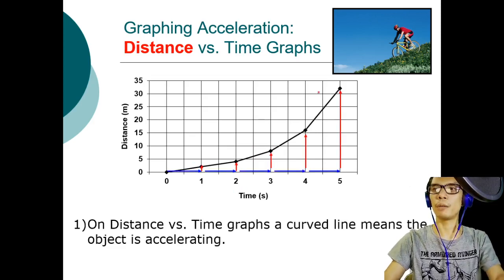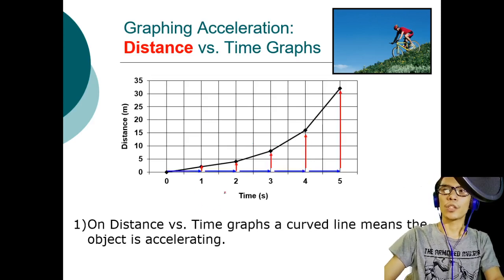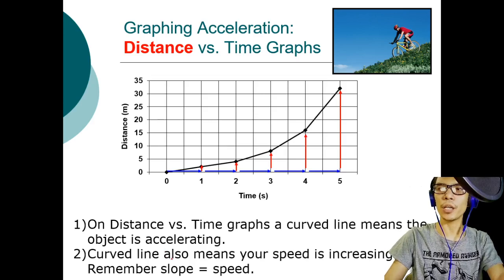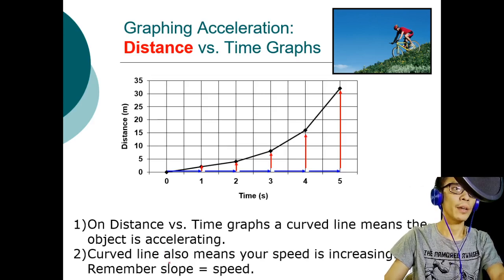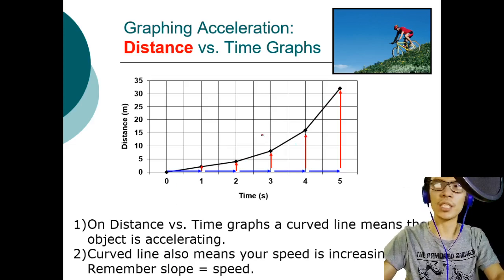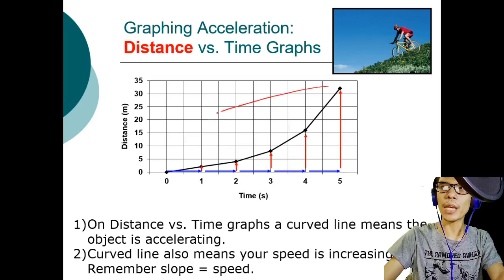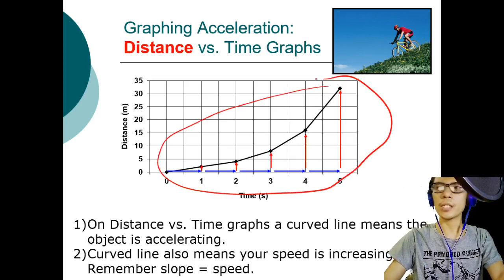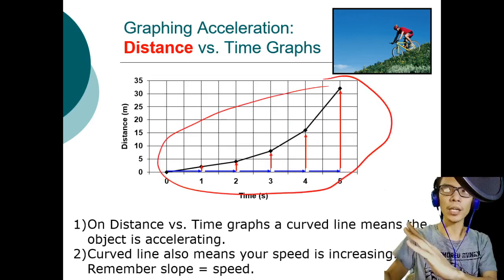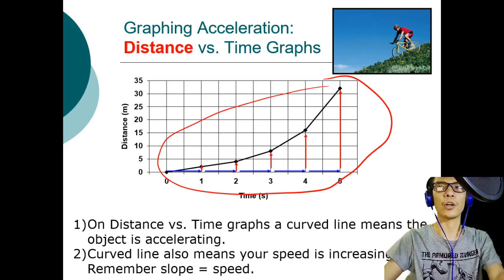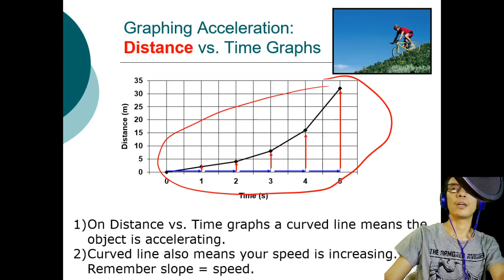If the velocity is increasing, therefore its acceleration is also increasing. So this is an increasing acceleration that we have right here. It tells us that whenever we have a slope like this, the velocity is increasing, and at the same time, the acceleration is also increasing.